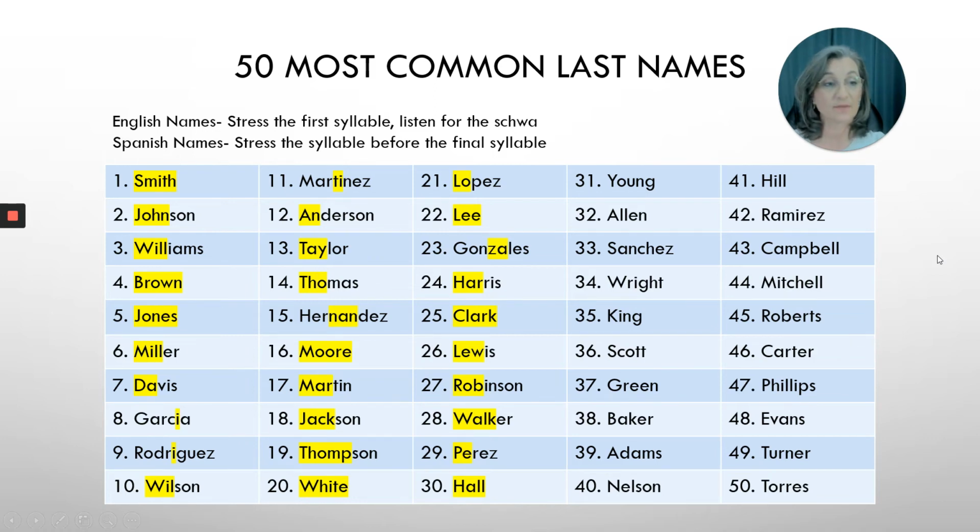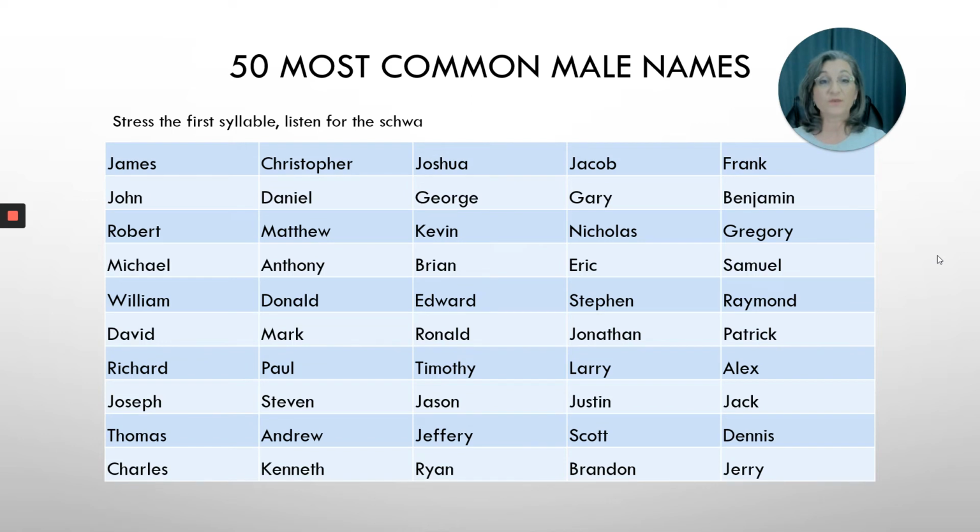Now with first names, I found with the 50 most common male names that Americans have, it's always stressed on the first syllable. And listen for the schwa. So Robert, Michael. So it's Michael, is the schwa, right? Richard, Thomas, Christopher, Daniel, Matthew. So they're always stressed on the first syllable. So remember that for the male names.